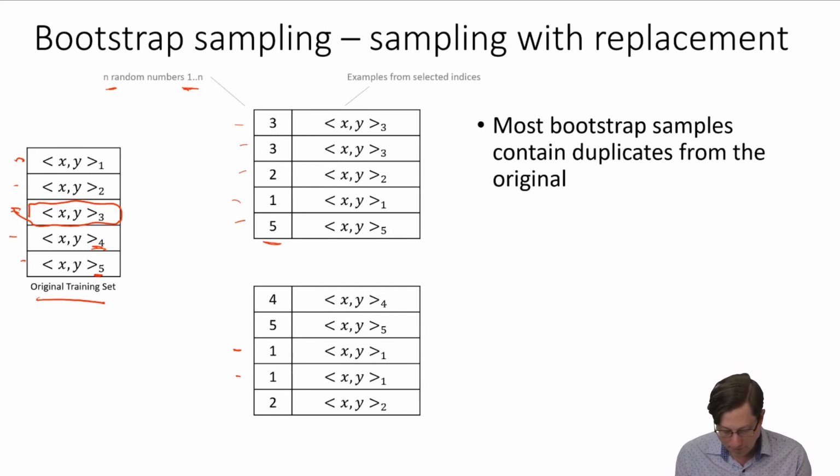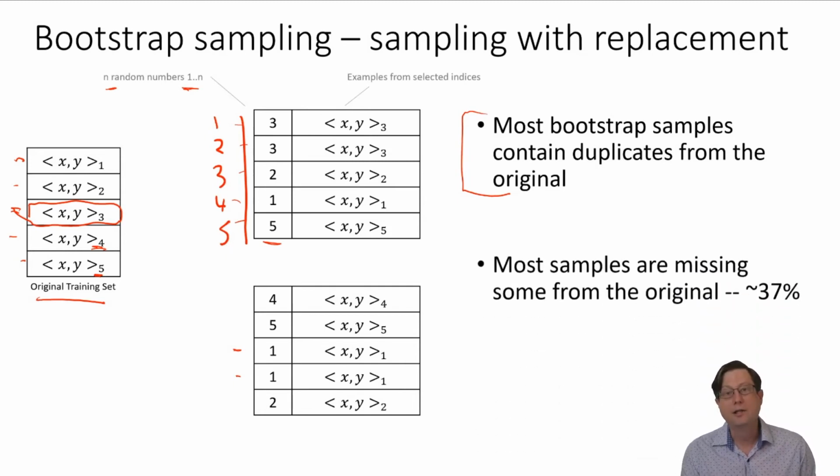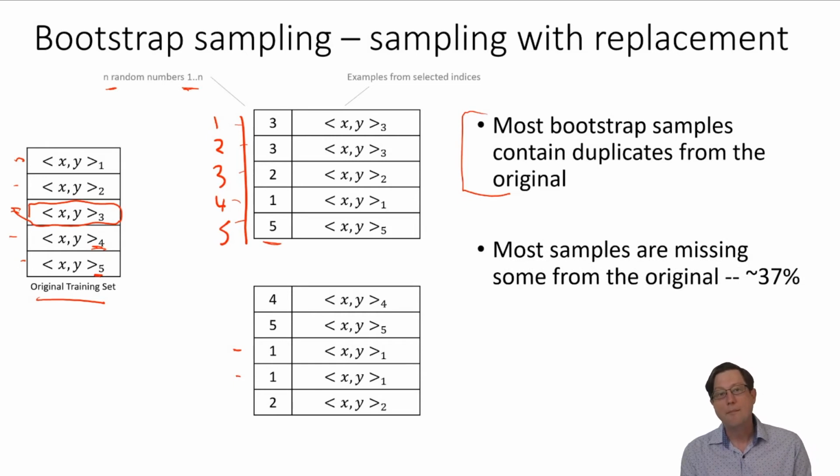A couple of properties of the Bootstrap sample. Most of them will contain duplicates from the original. It's pretty unlikely that you're going to generate random numbers that are some permutation of 1, 2, 3, 4, 5. I guess you could calculate the probability, but I'll bet it's pretty low. Another thing you could calculate is how many of the original samples are missing in any particular Bootstrap sample. I looked that up, and there's a 37% chance for each of the original samples to not end up in the Bootstrap sample.